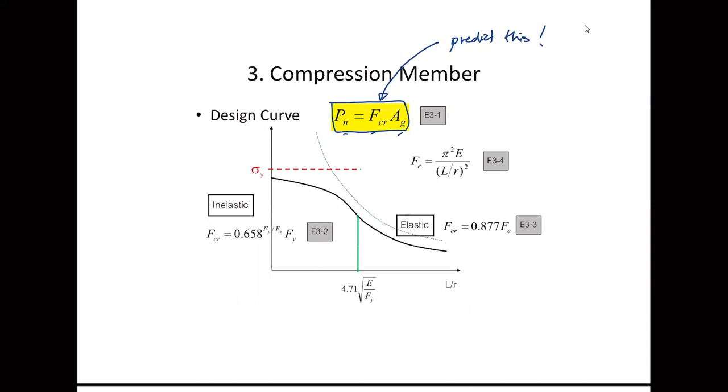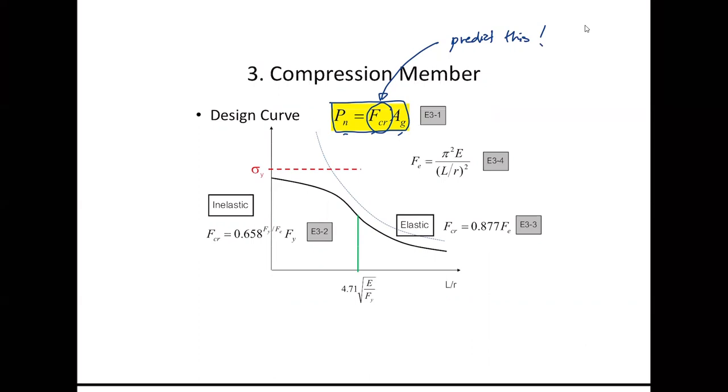Okay, so it's time to, I hope that you get the behavior. Now it's time to get into the calculation side of things. Now, this is what we need to predict, right? The critical buckling stress of a member under compression. Please keep in mind that it should not reach Fy by any case.